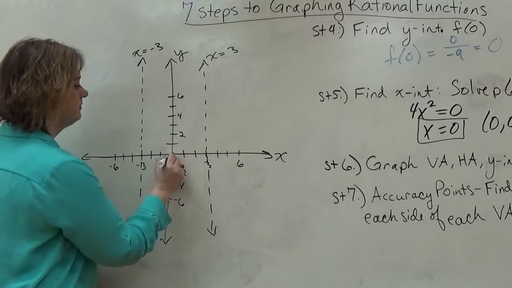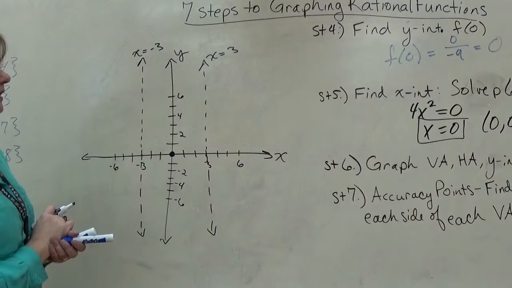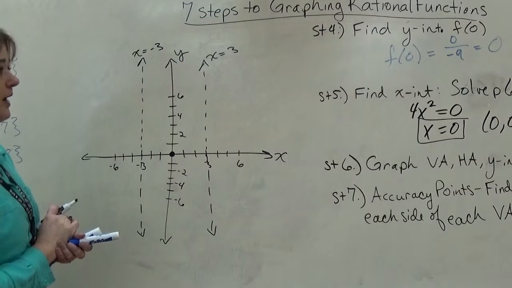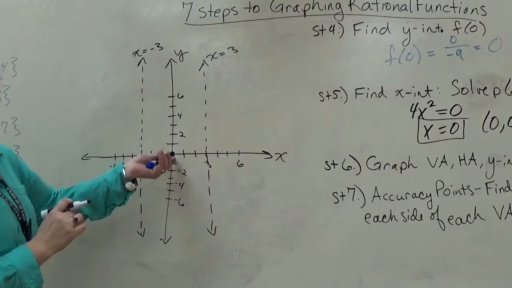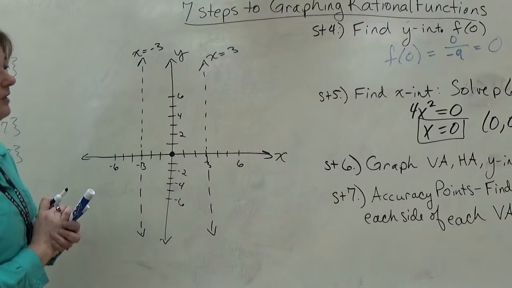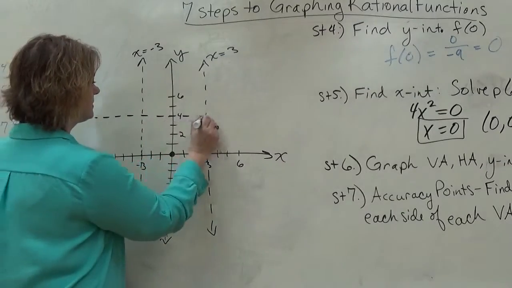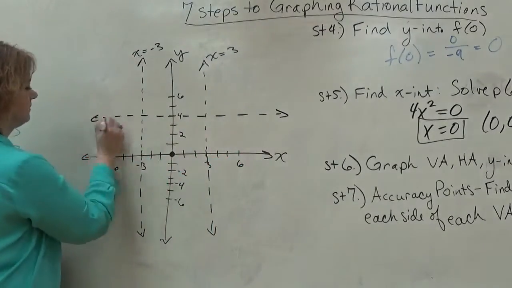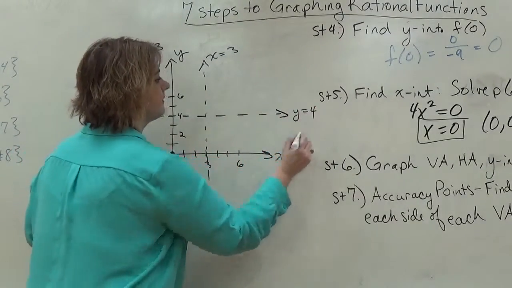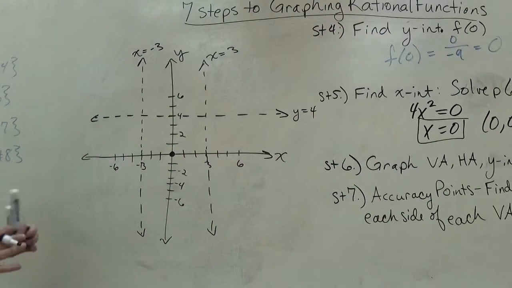X equals 0 for our x-intercept. Y-intercept is y equals 0, or 0, 0. And then we also had our horizontal asymptote at y equals 4. So that's just a horizontal asymptote right here. Okay, and there's step 6. We've got everything plotted. So now we need to go on to step 7.